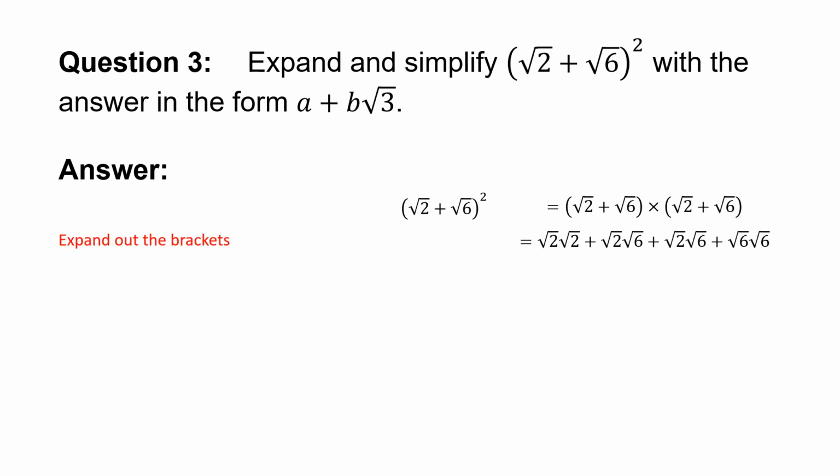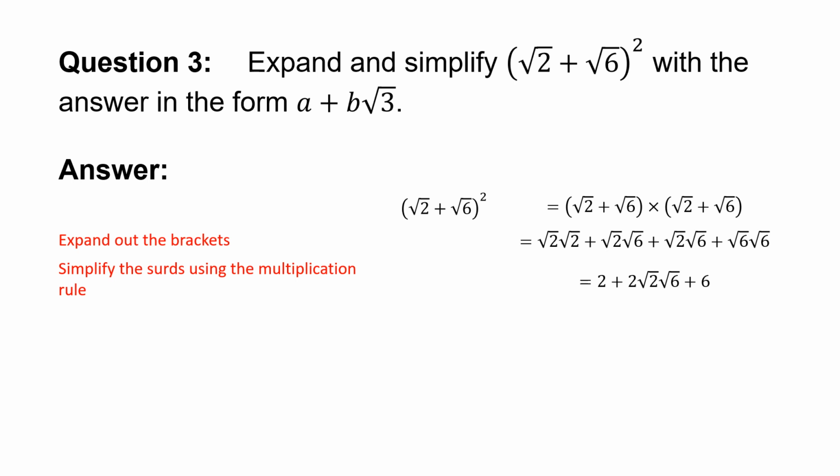Now we're going to expand out the brackets. So our first term, we have root 2 times root 2. Our second term, we have root 2 times root 6. We have root 2 times root 6 again. And our last term is root 6 times root 6. So now we can simplify using the multiplication rule. Root 2 times root 2 is root 2 times 2, which is root 4, and that is 2.